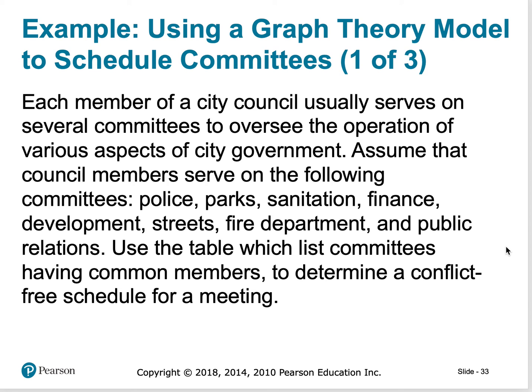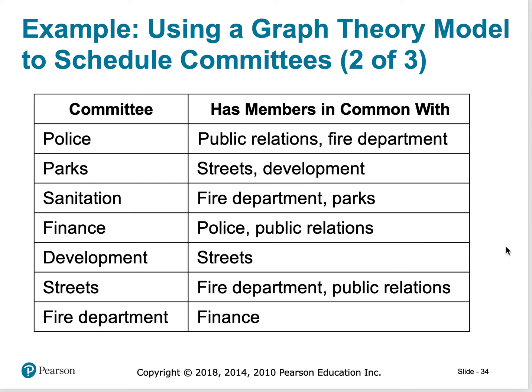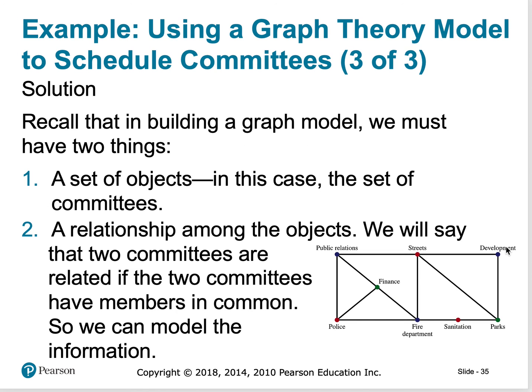Another use of graph theory would be for scheduling. So we've seen it for geography, we've seen it for paths, and now we have it for scheduling. If I'm going to use the table which lists the committees that have common members, and I want to try and find a time to schedule a meeting. To do that, I'm going to create the table that gives me the information that I need as a legend, and then I'm going to recall things that are going to overlap.